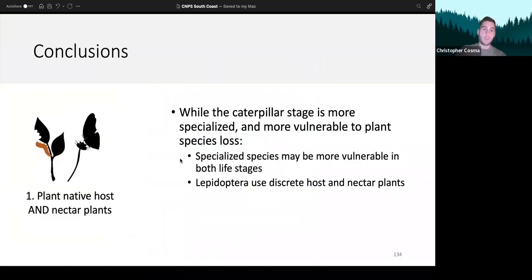And so concluding this section here, we found that while the caterpillar stage is more specialized and that makes them more vulnerable to plant species losses in these networks, we also found that specialized species may be more vulnerable in both life stages, so they may be extra sensitive. And then we also found here at the end that Lepidoptera used discrete hosts and nectar plants across habitats in California.